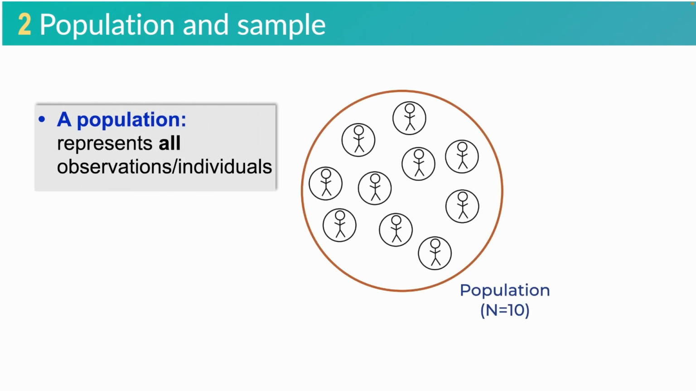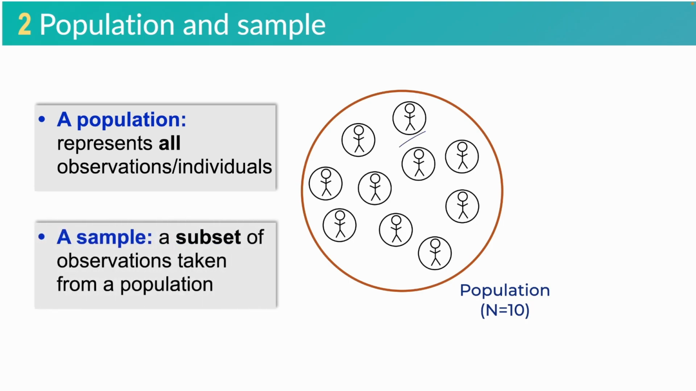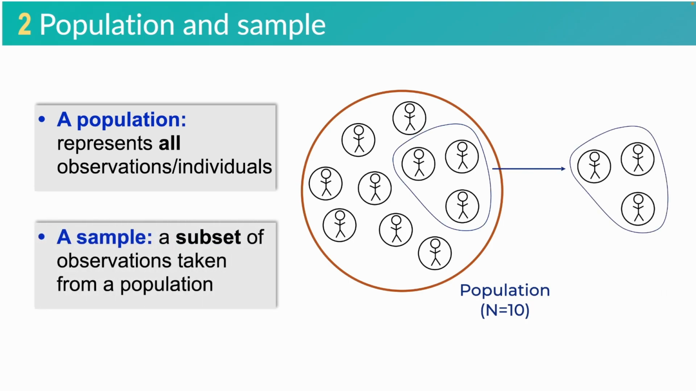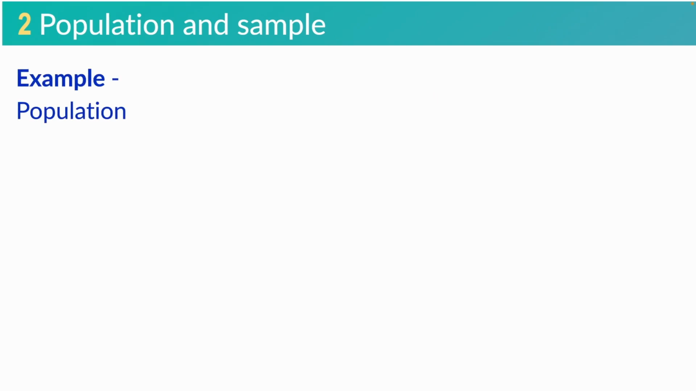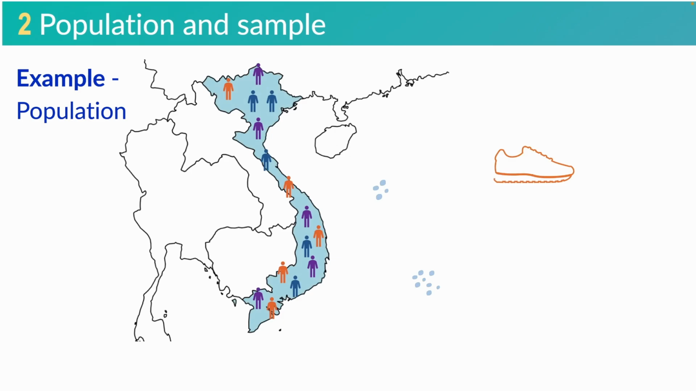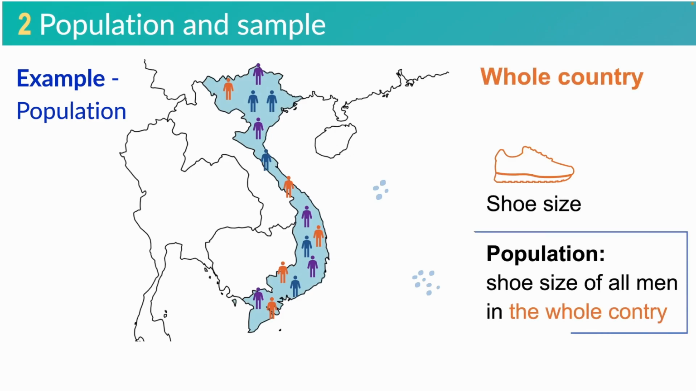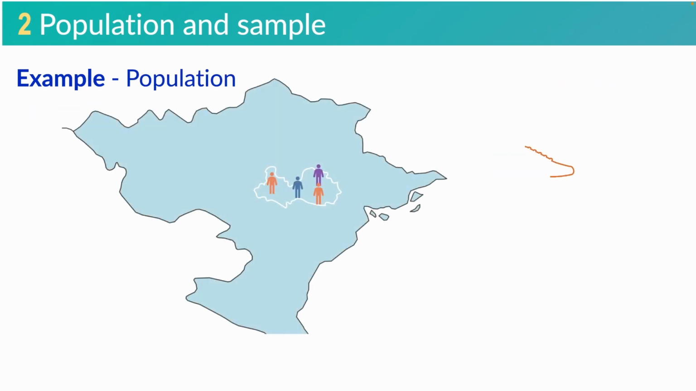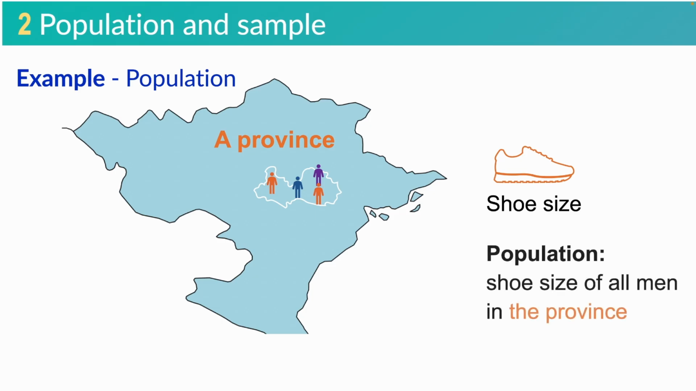A population represents all observations or individuals of study interest, while a sample is a subset of individuals or observations taken from a population. For example, when you want to investigate the suicide of Vietnamese men, the population for this study includes the suicides of all men in the whole country. But if you're interested in investigating the suicide of only one province, the population of study is the suicide of all men in that province. So the population of a study depends on the scope of the study.